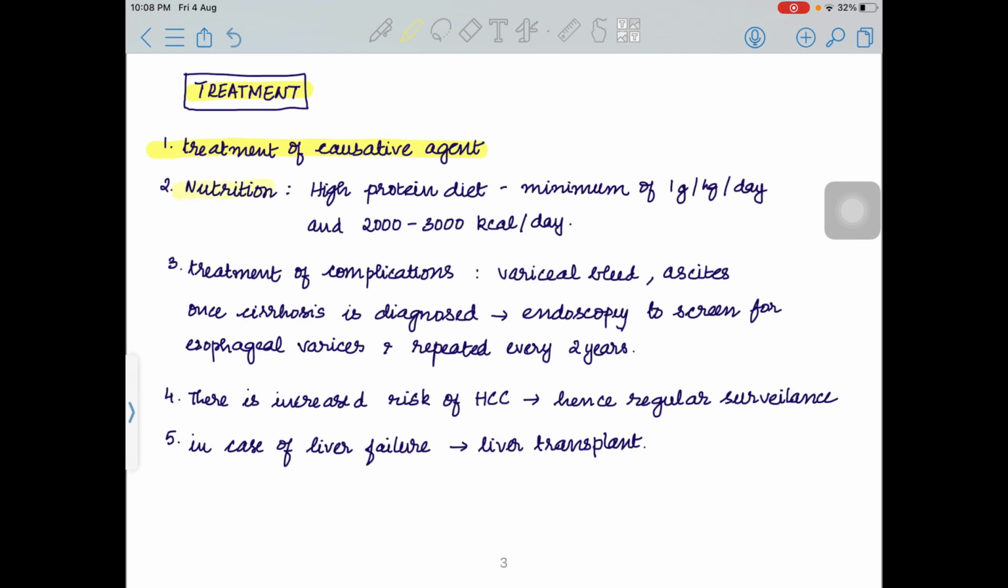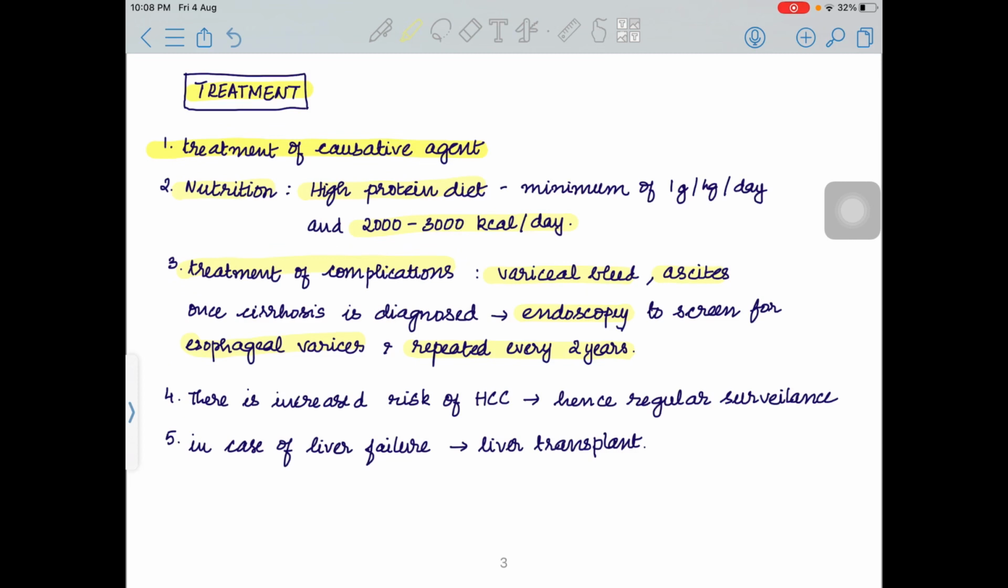Next, the nutrition of the patient, high protein diet, minimum of 1 gram per kg per day and 2000 to 3000 kilocalories per day. Next, in the management of the cirrhotic patient, we have to treat the complications. We have already read what complications occur, like variceal bleed, ascites, which have to be treated accordingly. Once a patient is diagnosed with cirrhosis, endoscopy has to be done for screening esophageal varices and it has to be repeated every 2 years.